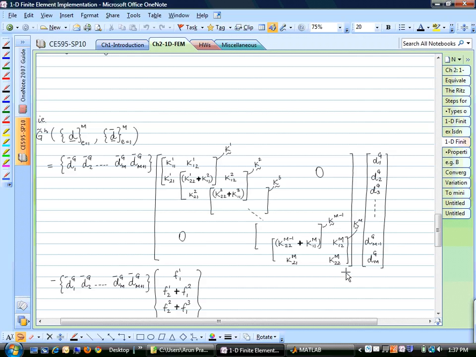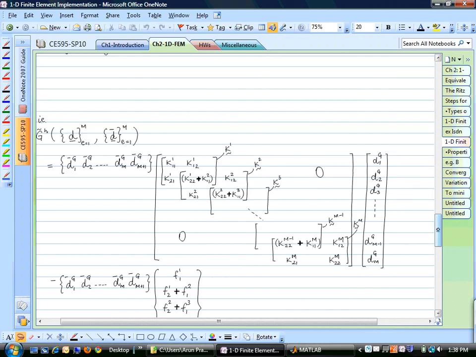This is the global stiffness matrix, and all that you are doing here is assembling the small element matrices. So this is the element matrix for element 1, element 2, element 3, and so on. Let's say there are m elements, okay? And the thing to note here is that the common degrees of freedom just simply get added. And these are your unknown solution degrees of freedom.